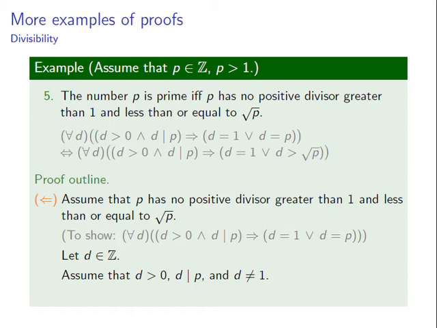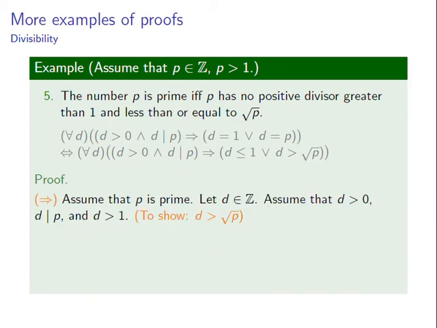Since this is a conditional sentence whose conclusion is a disjunction, a direct proof of this must include in the hypothesis the negation of one of the conditions in the disjunction. For this proof, we will assume that d is a positive divisor of p and that d is not equal to 1. We will show that d is equal to p.